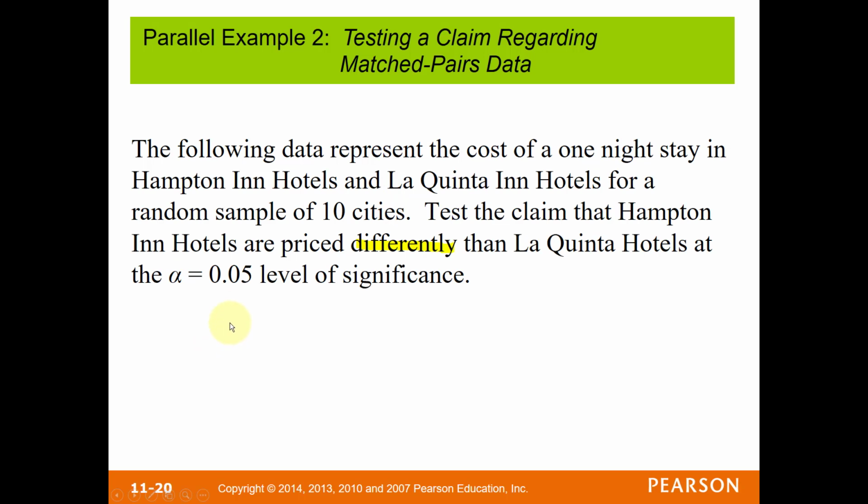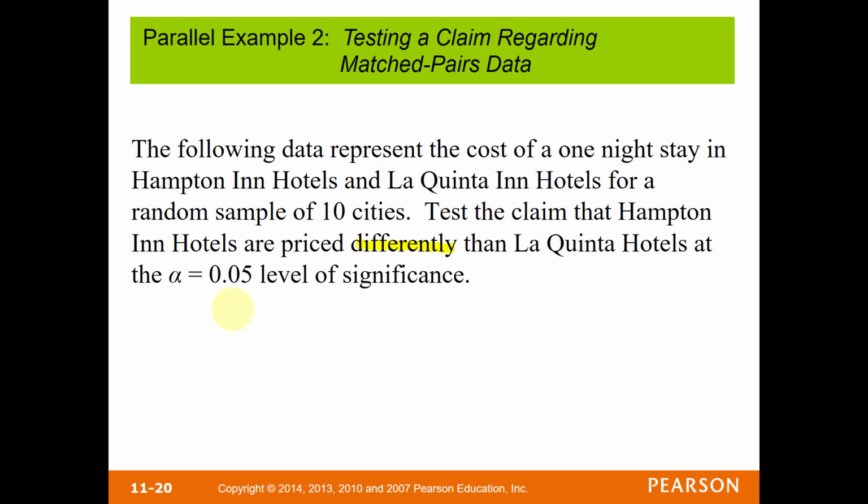So here's an example. Remember we were talking about hotels in 11.1. They've changed the name of the hotel chains, but it's the same story. We want to compare the overall price difference between Hampton Inn hotels and La Quinta Inn hotels. The population of X's would be the population of all prices for the Hampton Inn. The population of the Y's would be the prices of all the La Quinta Inn hotel prices.